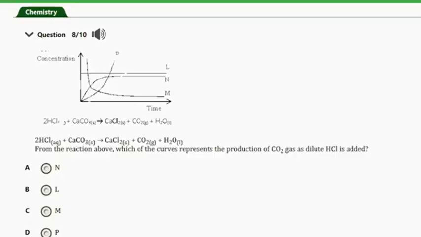So guys, we have options A, N, B, L, C, M, and D, P. So guys, the answer to this question will be option A, and that's N. That's the curve in this graph that represents the production of carbon dioxide gas as dilute HCl is added.